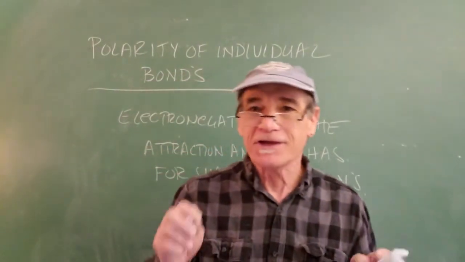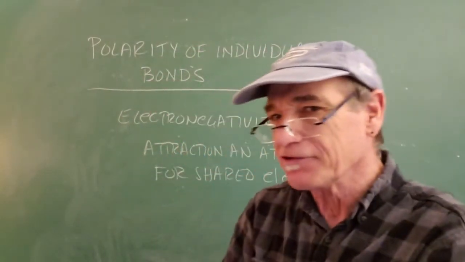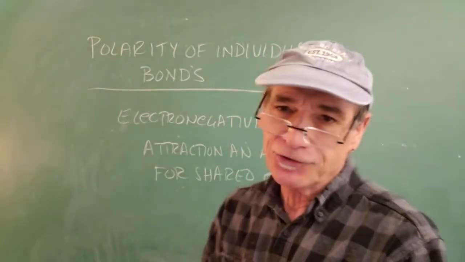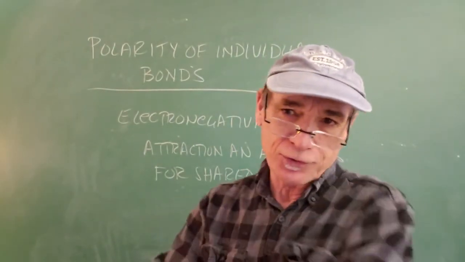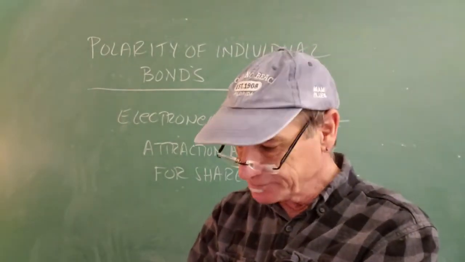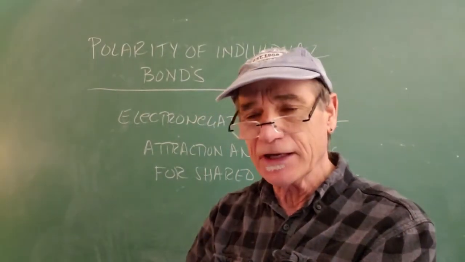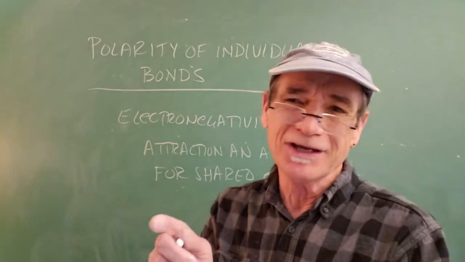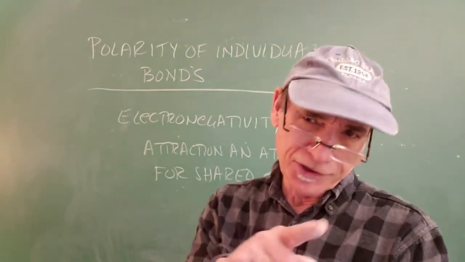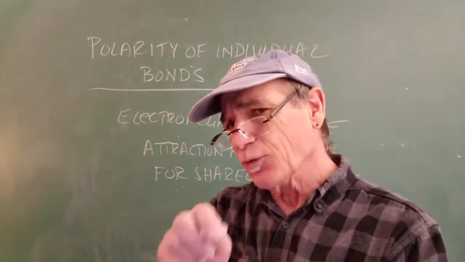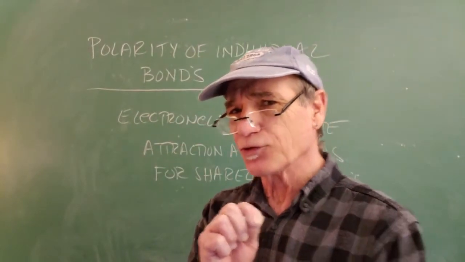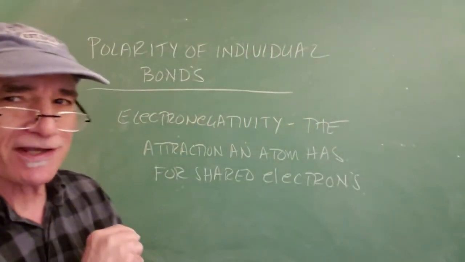In the discussion of the polarity of individual bonds, it turns out that when two nonmetals share electrons with each other, they rarely do it equally. Generally, the pull of one of the atoms is a little greater than the other, and the electrons will spend more time circling one atom's nucleus than the other. This attraction that an atom has for shared electrons is called electronegativity.